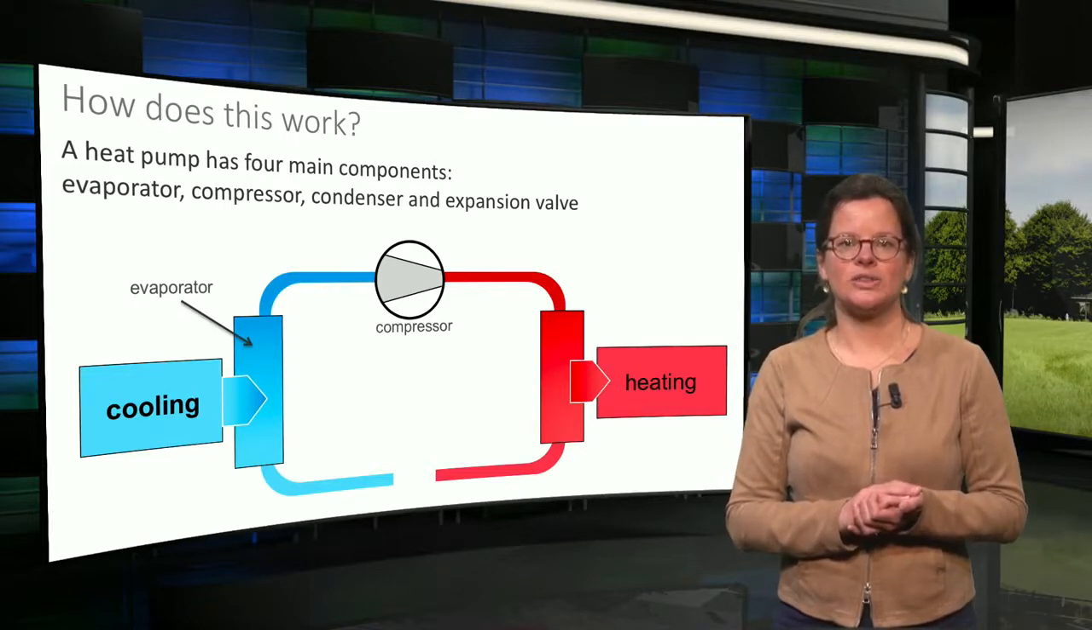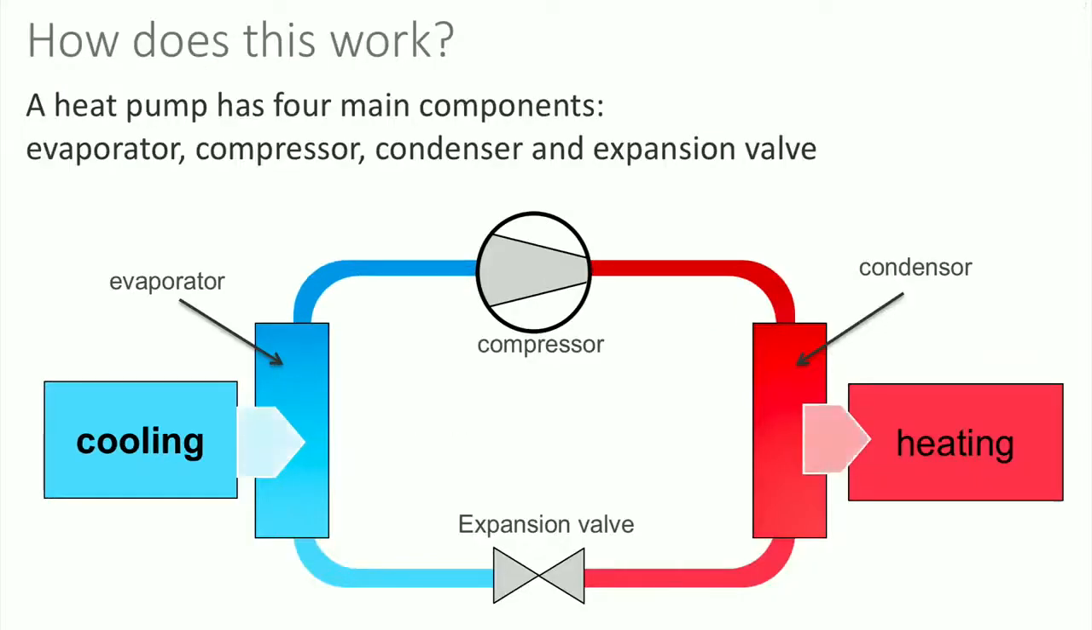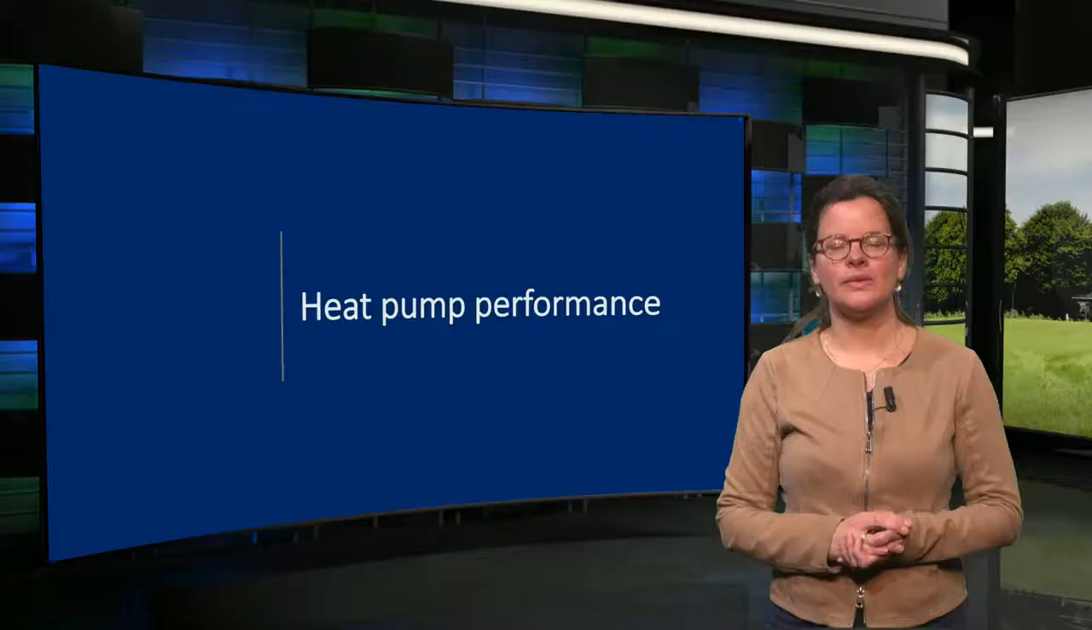This heat exchanger is called a condenser, as the refrigerant returns to a liquid phase as a result of the heat transfer. The last component is an expansion valve, which is needed to further lower the temperature of the refrigerant to a temperature which is lower than that of the cold body. Then the cycle can run again.